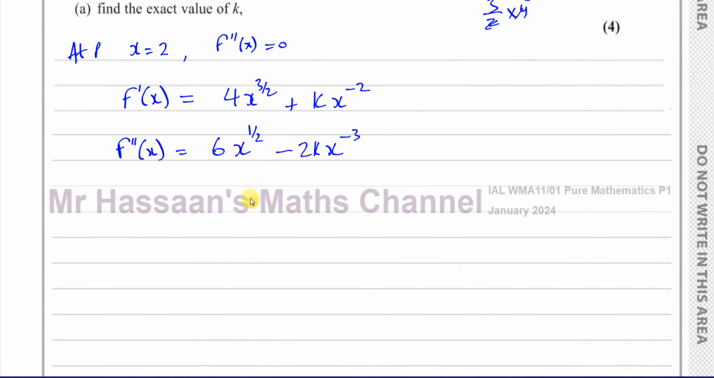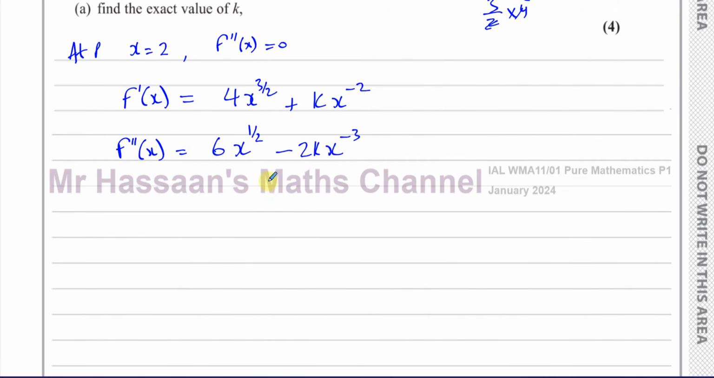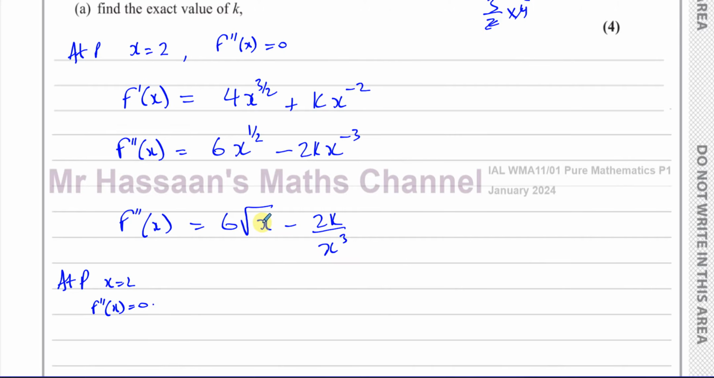And now we can rewrite this in a way that's easy for us to substitute values in. I'm going to write this as 6 times the square root of x minus 2k over x cubed. So we know that at P, as we mentioned, x equals 2 and f double dash x is equal to 0. If I replace the x with 2, I have 6 times root 2 minus 2k over 2 cubed, and we know that's going to equal 0.